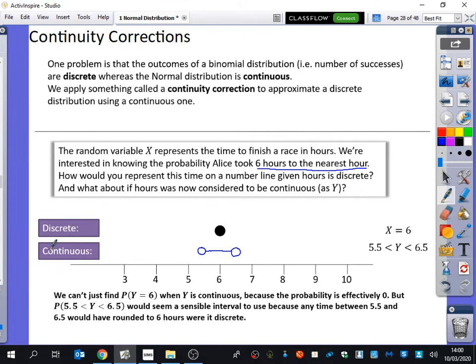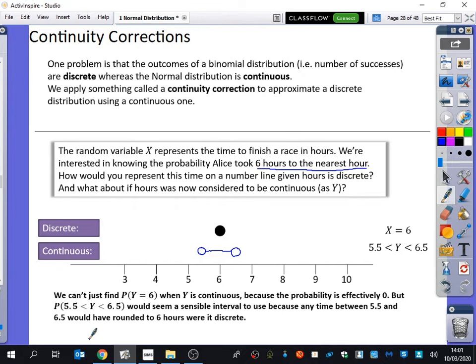But the probability that y is between 5.5 and 6.5 would seem a sensible interval to use, because any time between 5.5 and 6.5 would have rounded to 6 hours if it were discrete, so if we forced it to become discrete. So whenever you do a normal approximation for a binomial distribution, you have to slightly change the thing that you're looking for. You might have to add a little 0.5 on one end or take away a little 0.5 from the other end, just to make sure that you're fairly including the correct probabilities.